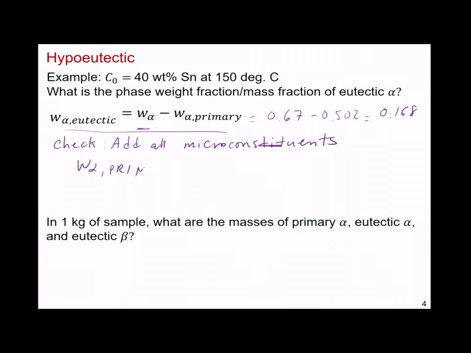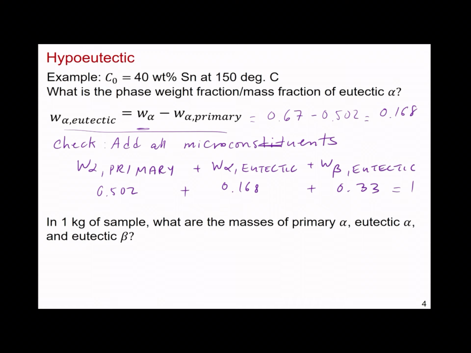Okay, so you have primary alpha, plus your fraction of alpha in the eutectic, plus your fraction of beta, but beta is also in the eutectic. So this we said was 0.502. This we just calculated as 0.168, and this was 0.33 from a previous calculation on the last page, and that all adds up to 1. Okay, so that's all fraction and that's all relative.